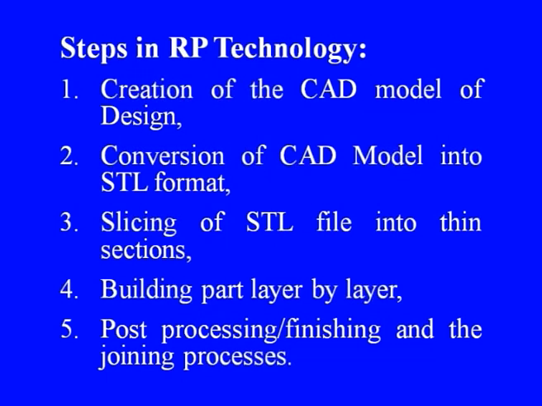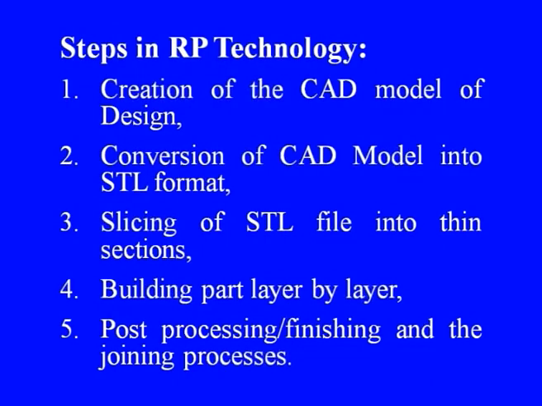Then this model is sliced into thin sections. Say, for example, if the product height is 100 millimeter, this height is to be sliced into suitable thicknesses, which can be realized in one go of the machine. That means we can have 100 slices of 1 millimeter thick, or 1000 slices of 0.1 millimeter thick, and so on. This will depend on the capability of the machine, or it may also depend on the accuracy required for the product. Of course, the time and economics is also involved. More number of slices means there will be higher time for production.